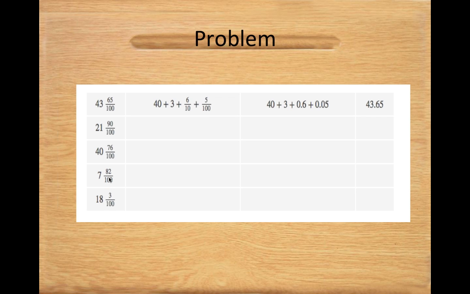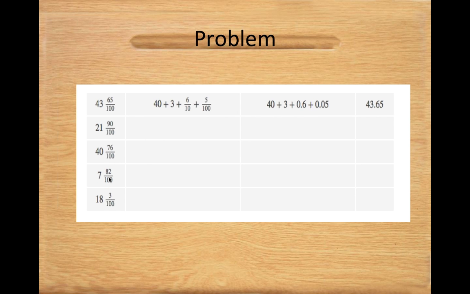So 43 and 65/100 can be written as 40 plus 3 plus 60, 6/10 plus 5/100, which if I take it from the fraction notation back to the decimal notation, I would get 40 plus 3 plus 6/10 plus 5/100, which would give me 43 and 65/100. And again, the students have to get used to reading that decimal point as "and." 43 and 65/100. Basically what it's saying, I'm adding 43 to 65/100.